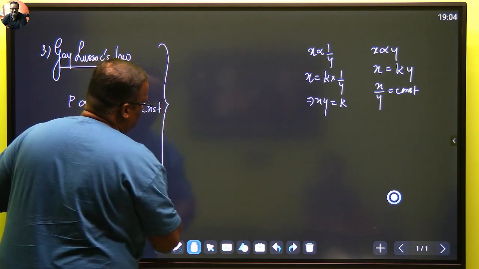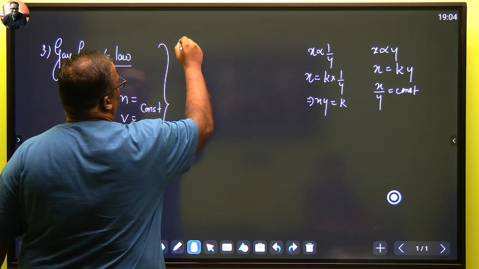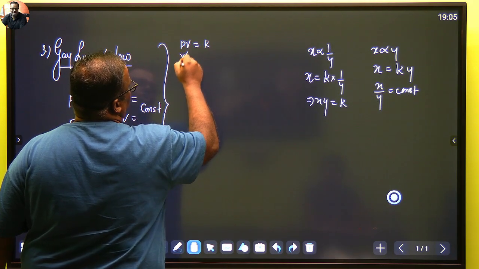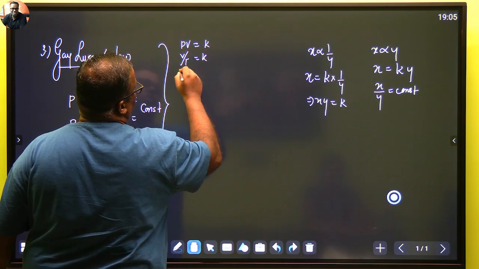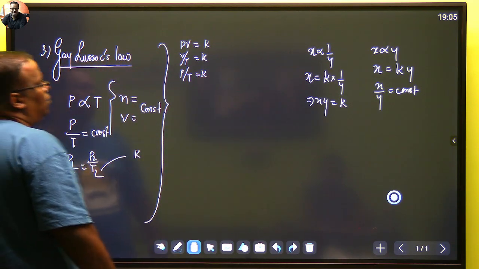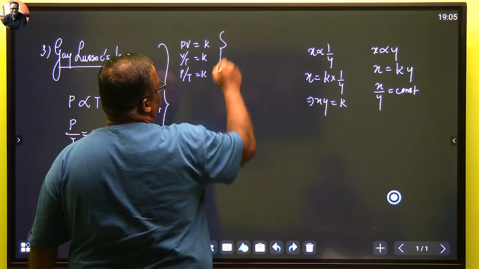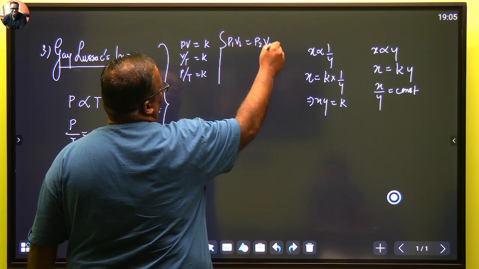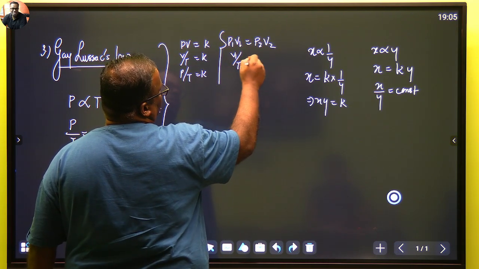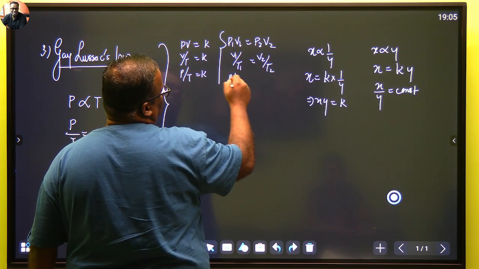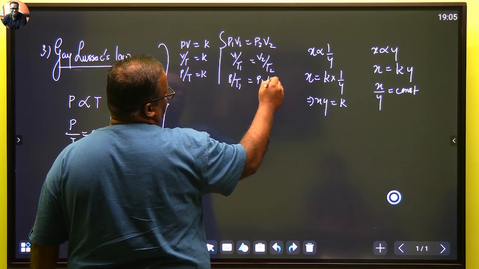So let's see what are the three laws we have got with us. We have PV equal to constant. We have V by T is equal to constant. We have P by T is equal to constant. In other words, I can write something like this. P1 V1 is equal to P2 V2. I can write V1 by T1 is equal to V2 by T2. And I can write P1 by T1 is equal to P2 by T2.